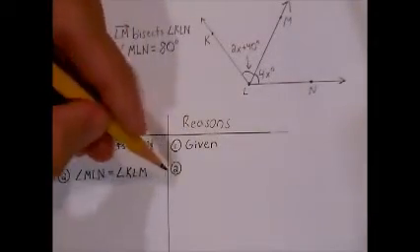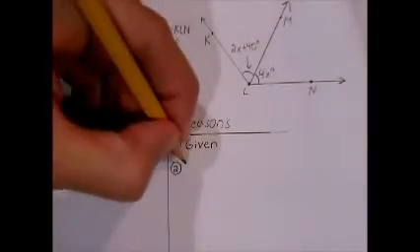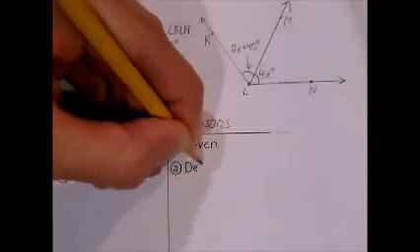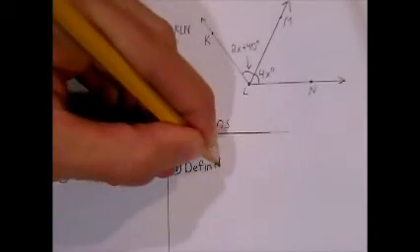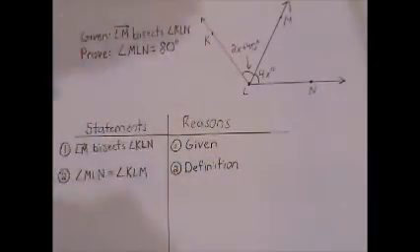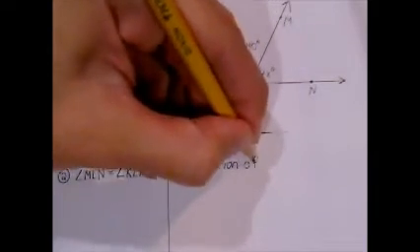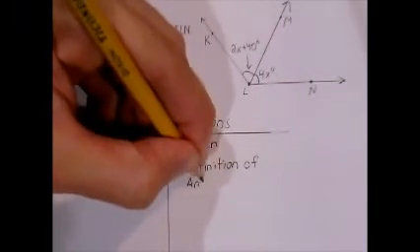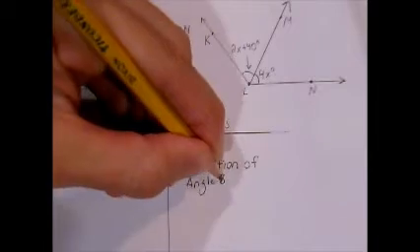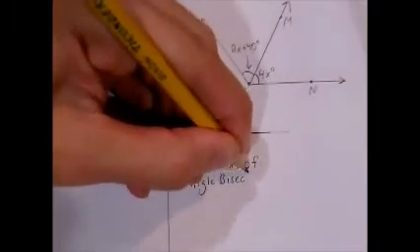So this second line, the reason that these are equal is because of the definition of an angle bisector. And you would have to write that.